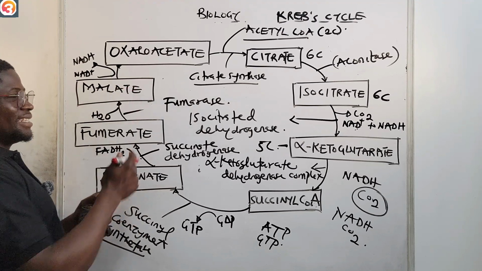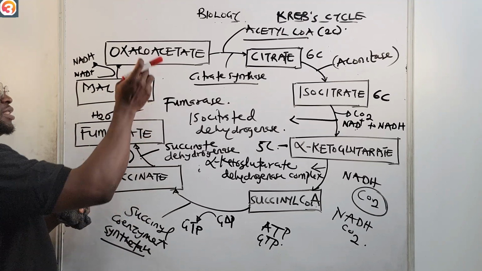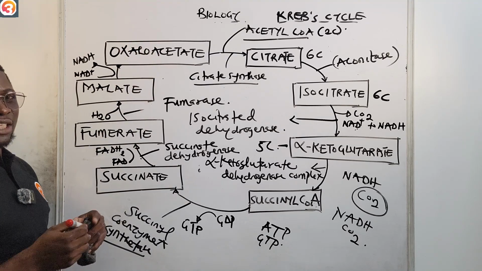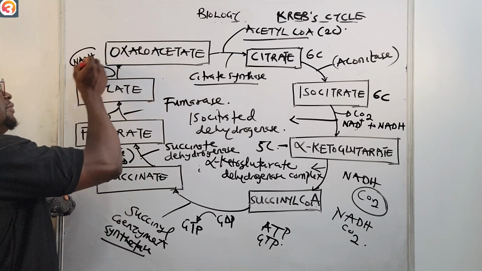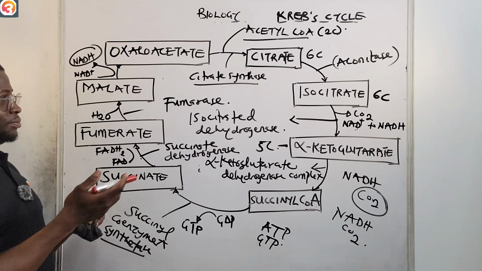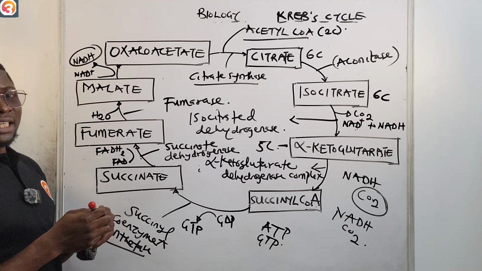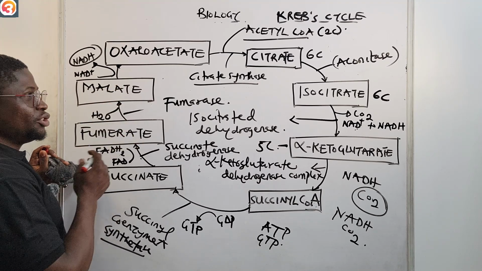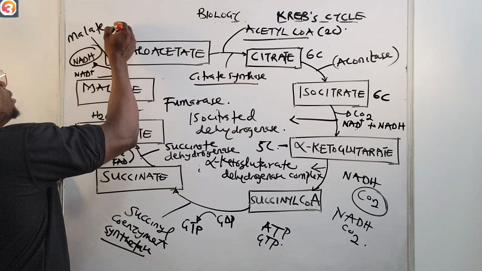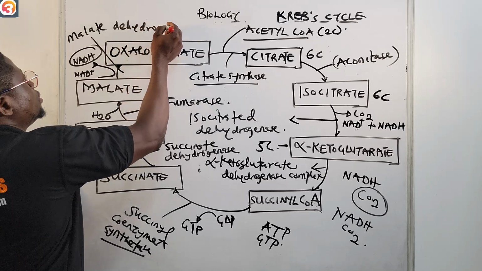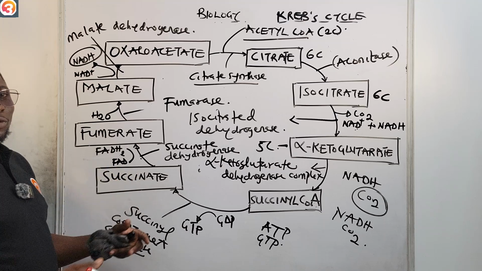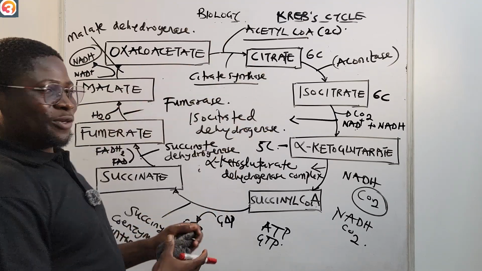So here malate is being oxidized to oxaloacetate, and as you can see here, NADH is produced. The enzyme responsible for this is called malate dehydrogenase. Of course, oxaloacetate is reproduced, and then the cycle continues.